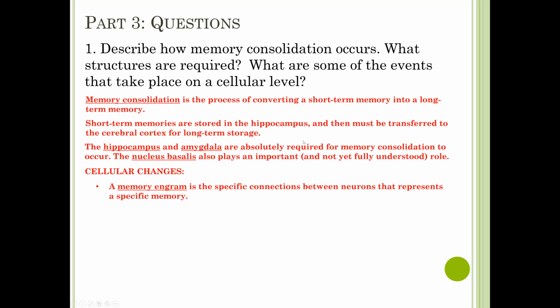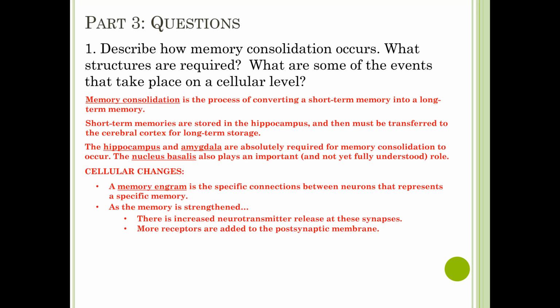So the cellular changes that take place. Remember that the term memory engram is the term we use to describe the specific connections between neurons that represents a specific memory. So this is all about the connections and the synapses between two or more neurons. As a particular memory is strengthened, there is increased neurotransmitter release at these synapses. You get more receptors added to the postsynaptic membrane for the neurotransmitter to bind to, and both of these things together are going to give you stronger synapses.